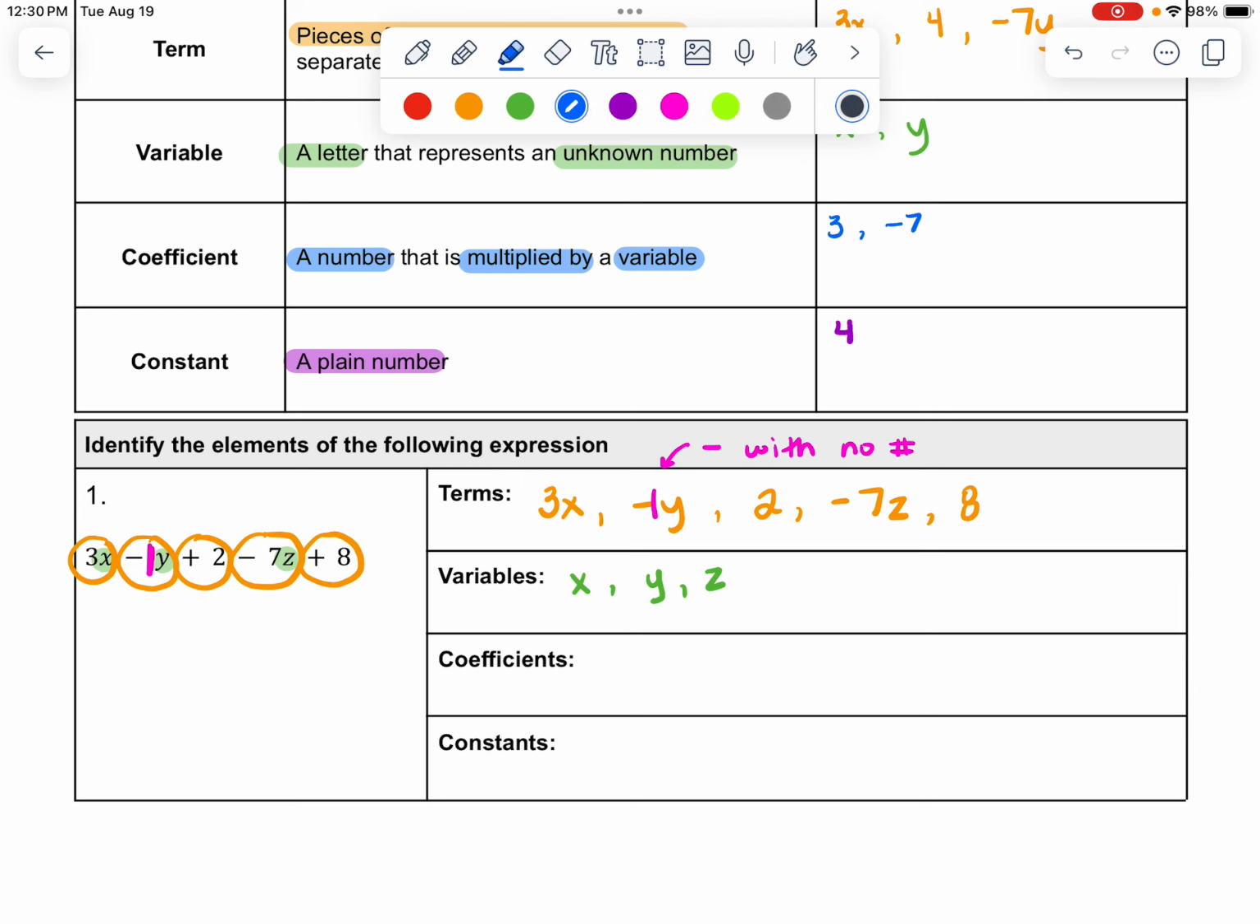Coefficients are going to be the numbers before the variables, the ones that are attached. So in this case, my coefficients would be the 3, the -1, remember we said he was there, he's just invisible, and the -7. And constants are going to be the numbers that are just plain numbers. There's no variables attached to them. So in this case, that would be the 2 and the 8.